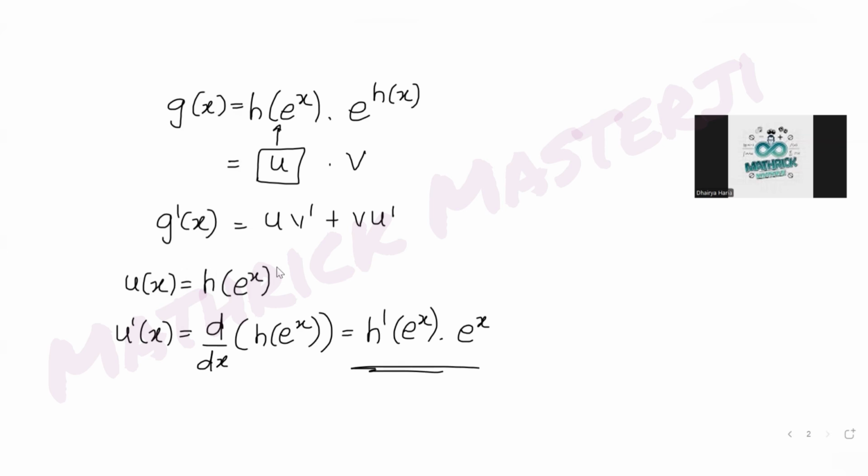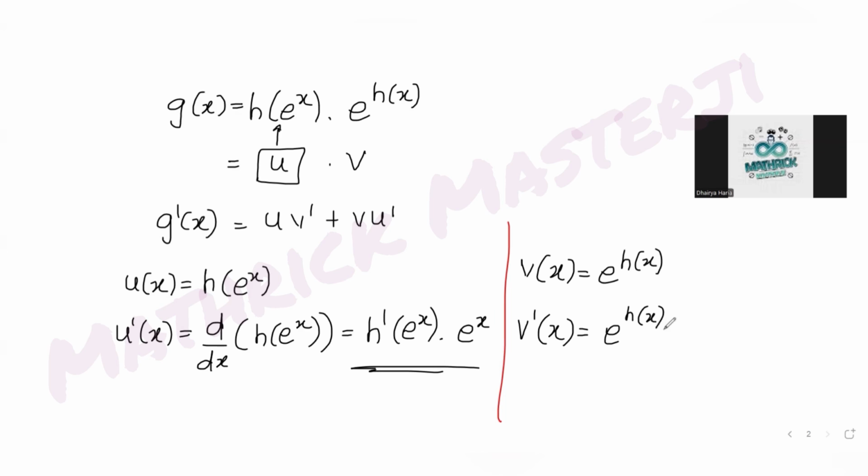The other one is v of x, which is e raised to h of x. If I find the differentiation, v dash of x becomes e raised to h of x into the derivative of h of x, which is h dash of x. So that is v dash of x and that is u dash of x. We have both the derivatives of the functions u of x and v of x.